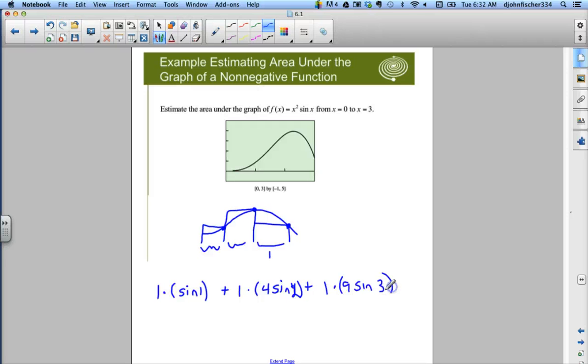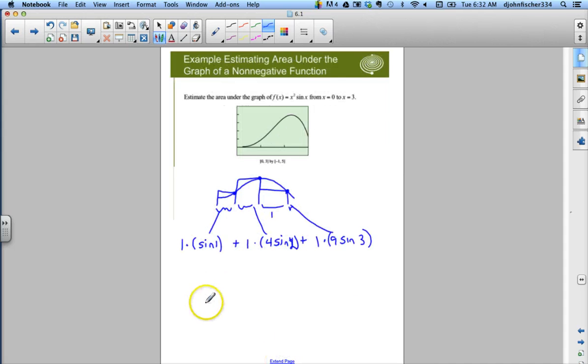Sine of 3. Now if I add up these 3 areas, the rectangles here, here, and here, that's going to give me the approximation of the area. I can do that in the calculator and get the answer. Now that's one way. Now if I wanted to, let's just draw that same curve again.